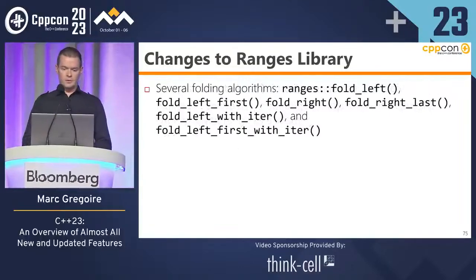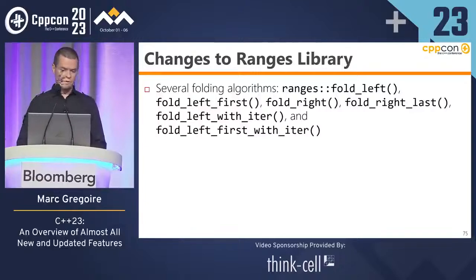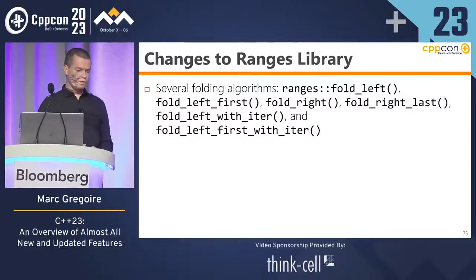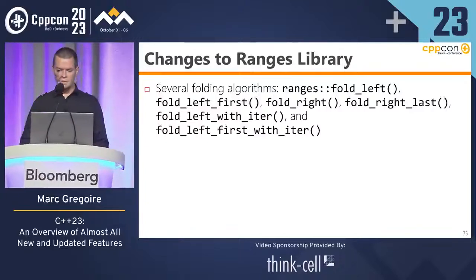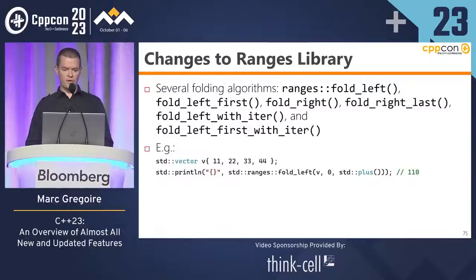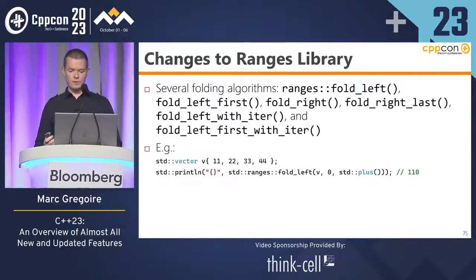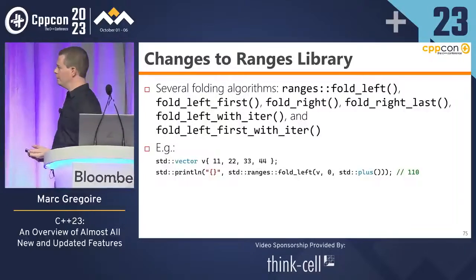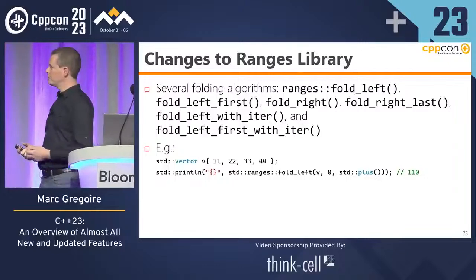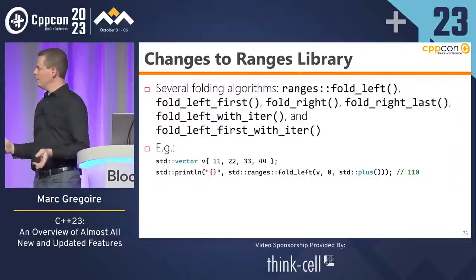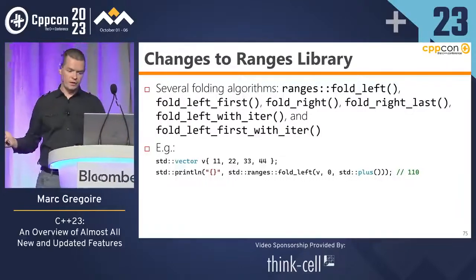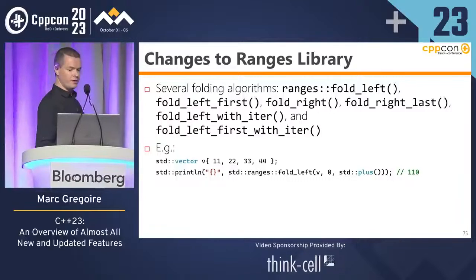Folding algorithms. I'm not going to read them all, but in C++23, we have all these fold algorithms. So let's look at an example of how they can be used. Here I have a vector of integers, 11, 22, 33, 44, and I'm folding them left, starting with the value 0 and using the operator plus.